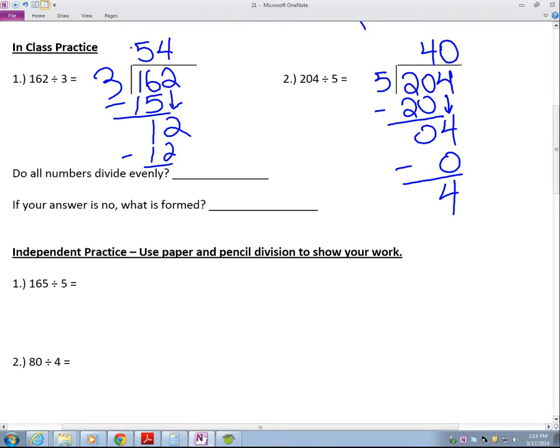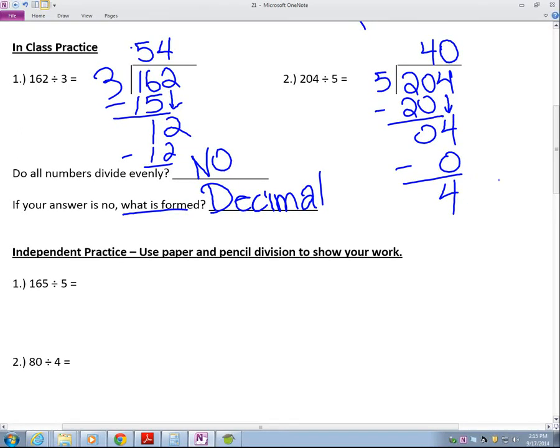Sam, question about this? Okay. Can we do the decimals with the remainder? Yes, we are going to be using decimals. Beautiful. So, do all the numbers go in evenly? No, they don't. If the answer is no, what is formed? Max. What is formed? A 0? Jace? A decimal.